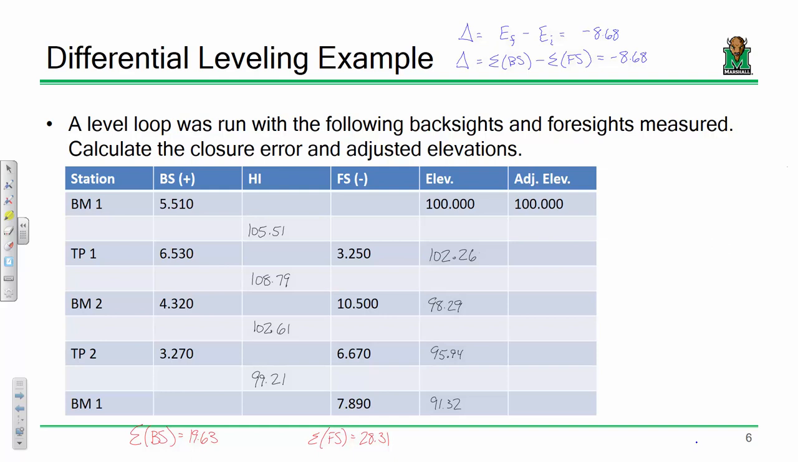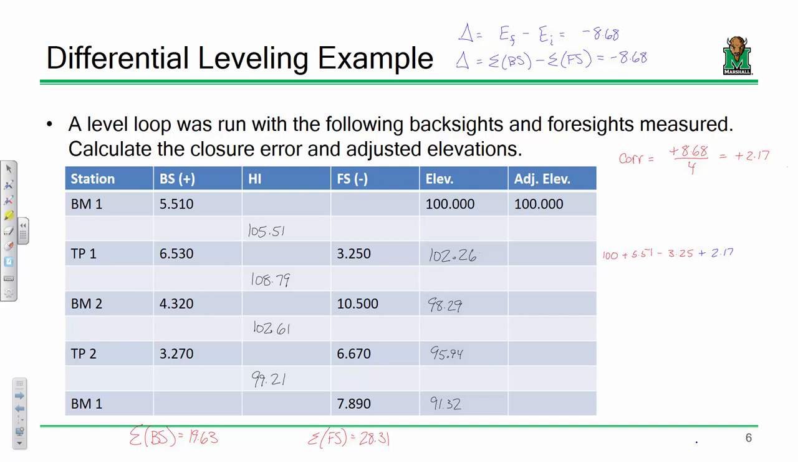We have a total of 4 elevation recordings that we've made. So 8.68 divided by 4, so our correction is positive 8.68 over 4, which is positive 2.17. Why did I change the sign? Because the error is negative, so I have to add to that to get it back to 100. So how do I adjust these elevations? Well, I start at 100, I add 5.51, subtract 3.25, but then add my 2.17. I have to correct that.